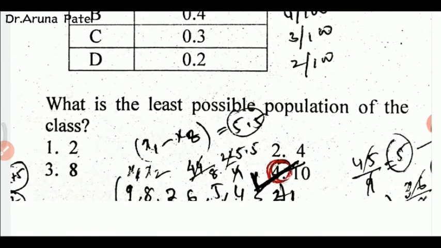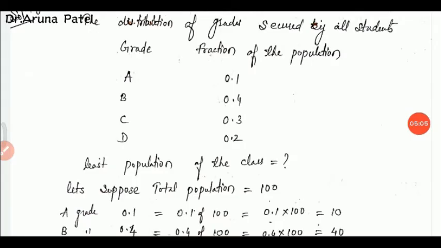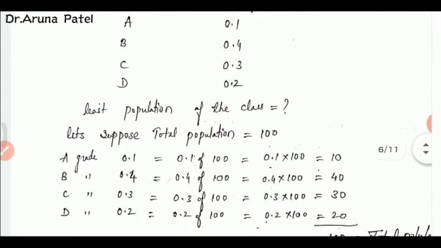This is what is the least possible population of the class. So we have to find the least possible population of the class. So the solution is like this. The solution is the distribution of the grades secured by all the students. Least population of the class we have to find.